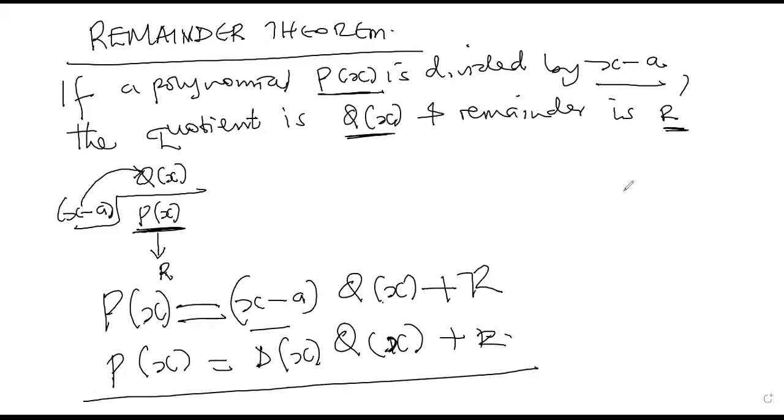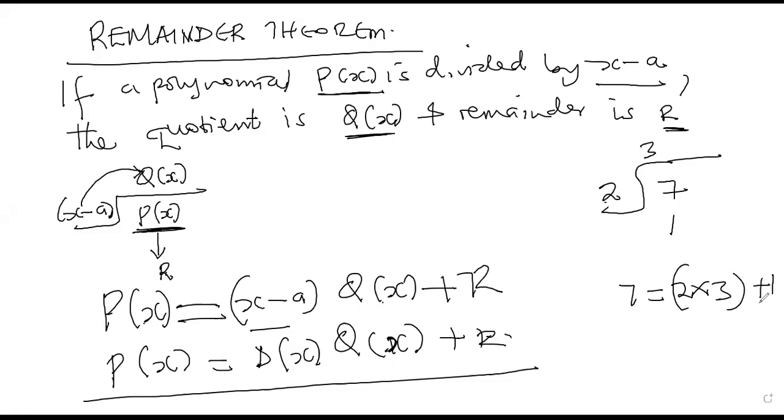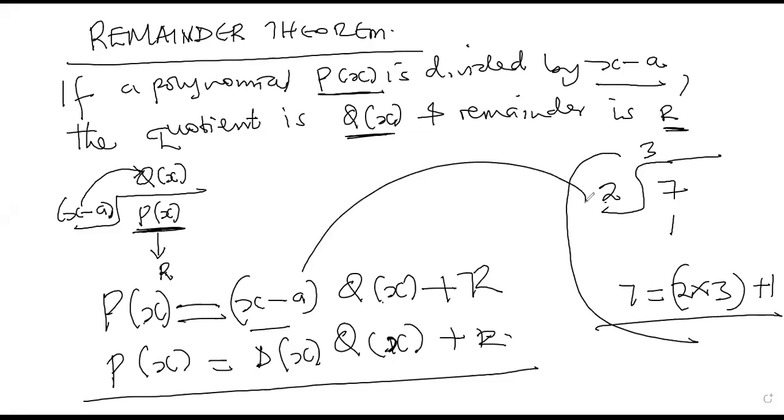For example, if you have 7 and you divide it by 2, you will get 3 and remainder 1, meaning that to get 7, which is what we are dividing, you take the divisor 2, multiply by the quotient 3, and add the remainder 1. That is what I'm trying to mean. So compare it with this, and you're going to find them correlating.